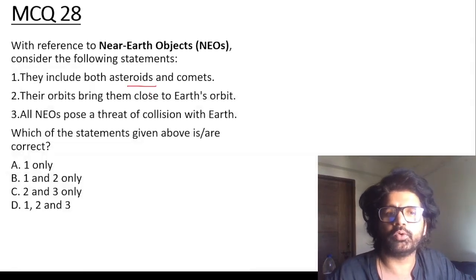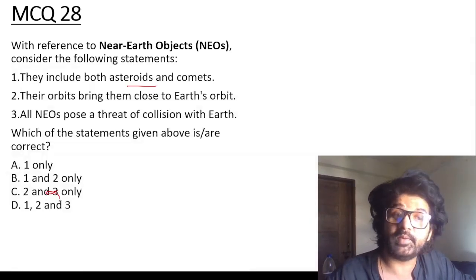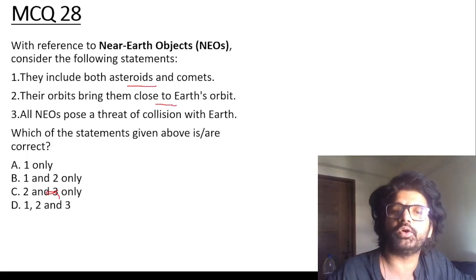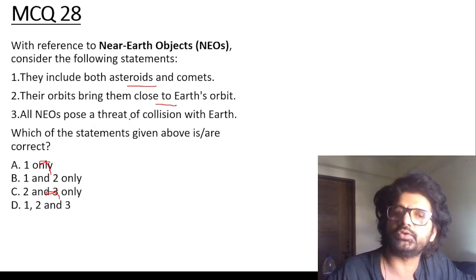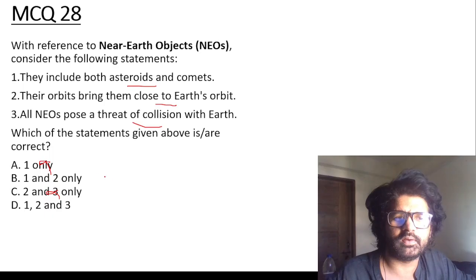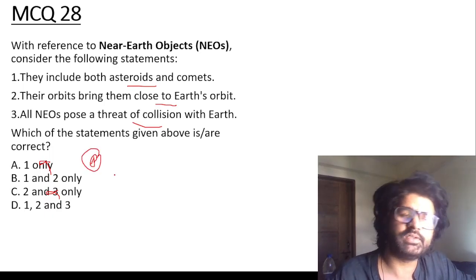Near Earth objects include both asteroids and comets. Their orbits bring them close to Earth's orbit. Now you have to check the statement: all NEOs, no, not all, some pose a threat of collision with Earth. If all did, then we would have been having an existential crisis.